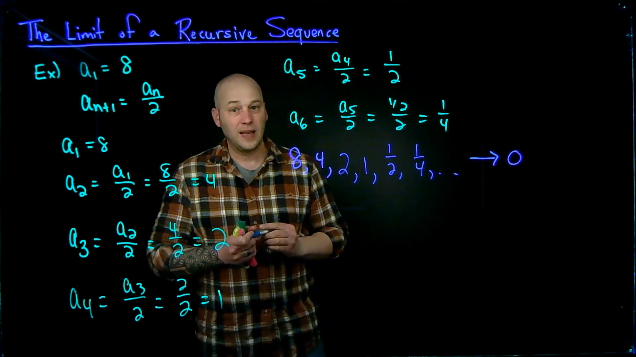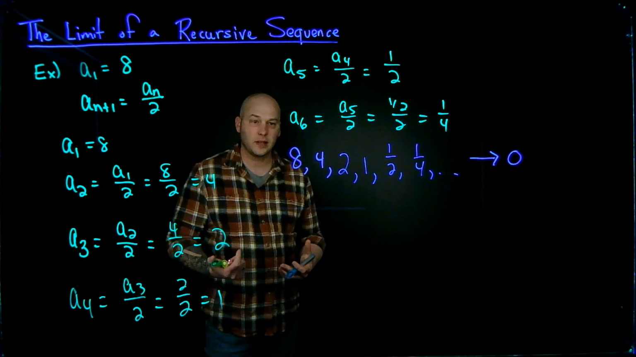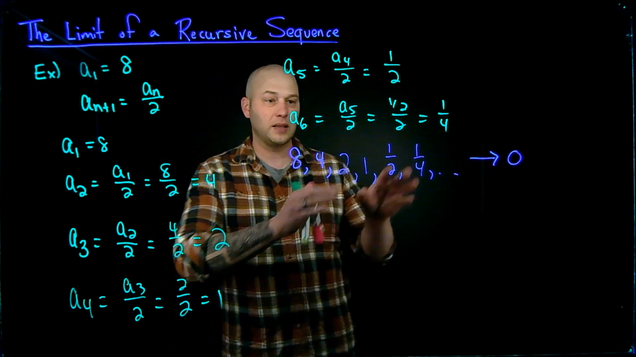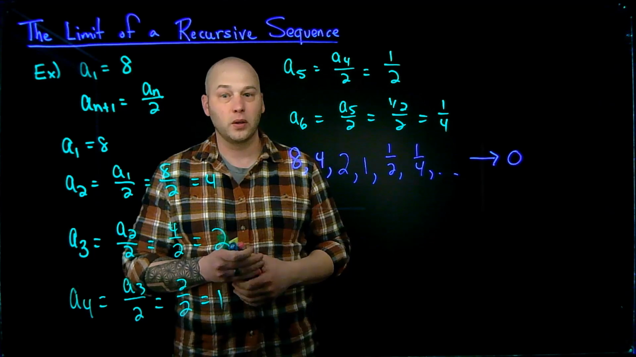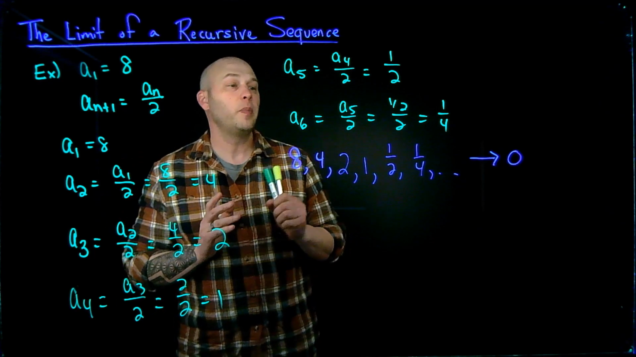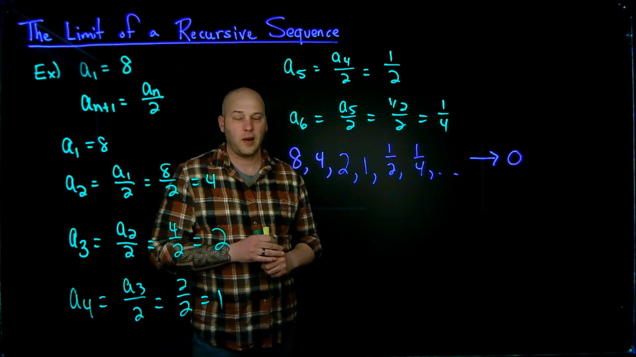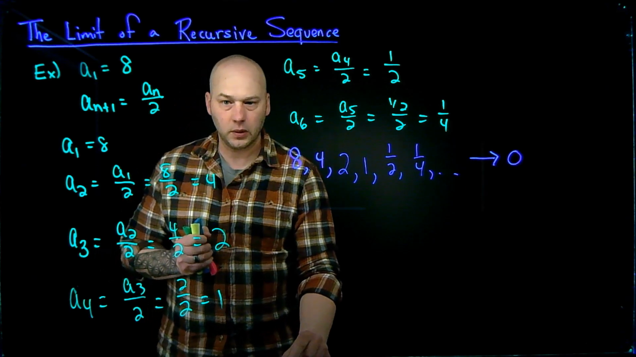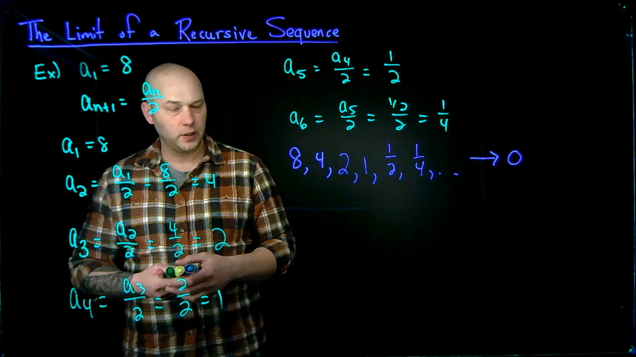So again, that's just an educated guess here. That's not a proof. That's not a formal computation, right? That's not something that we can just say, well, it looks like it's going to 0, therefore it's going to 0. Spoiler alert, it is going to 0. But we want to be able to formally justify this. Okay. So let's see if we can formally justify this.